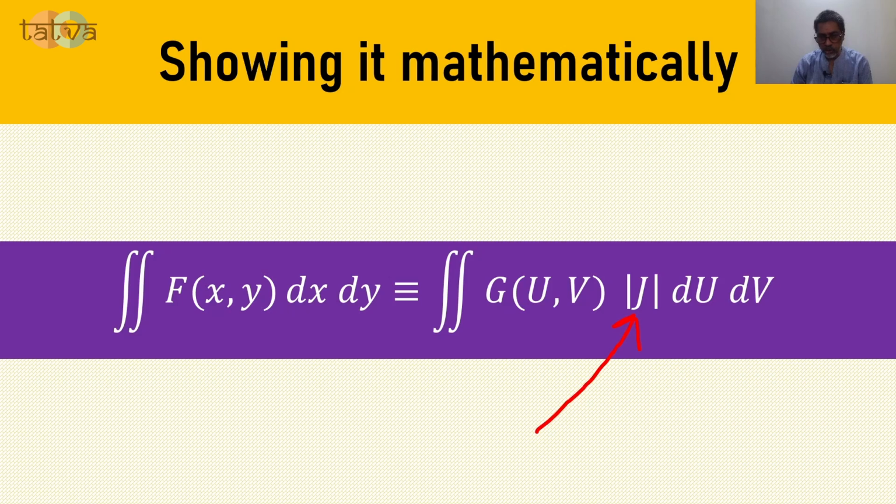And why that modulus? Because dx dy is an area element, and area cannot be a negative number. Similarly, if you just attach J times du dv, there's every likelihood that J can be a negative number. So to prevent such a situation from happening, mod J times du dv is considered.